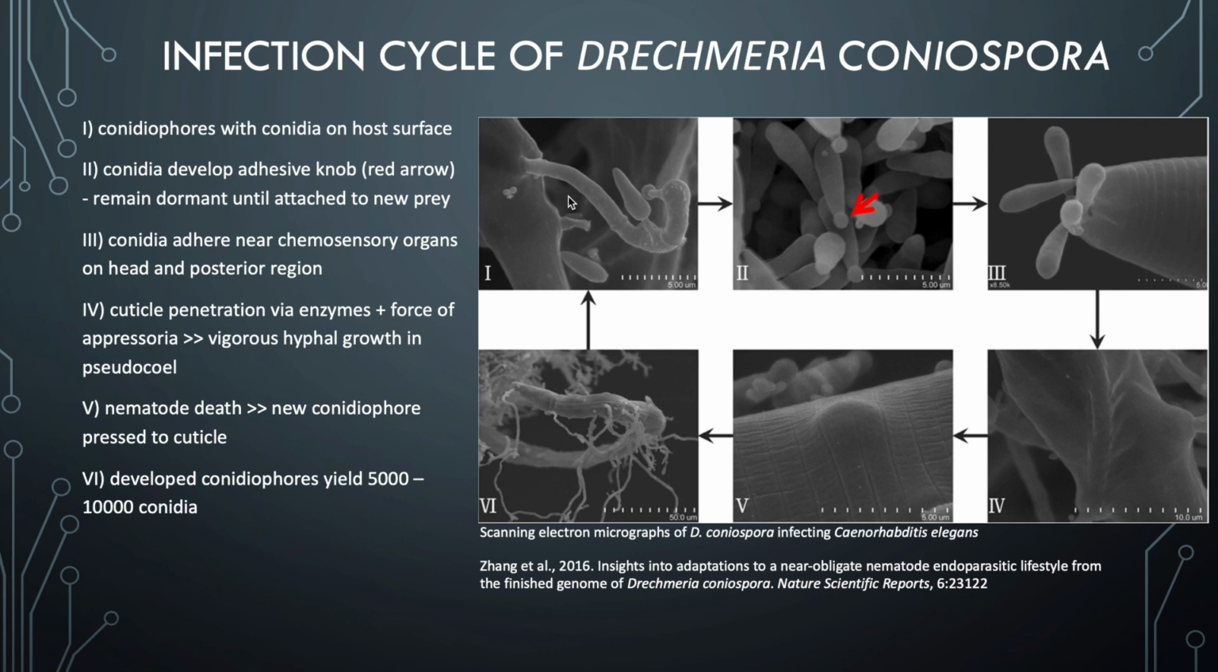So once again, we have the conidiophore with the conidium forming on the outside of the nematode, ready to mature and infect a new host. And once conidiophores are developed, they actually yield up to 10,000 conidia, so that the conidia can infect new nematodes. And so the infection cycle begins again.